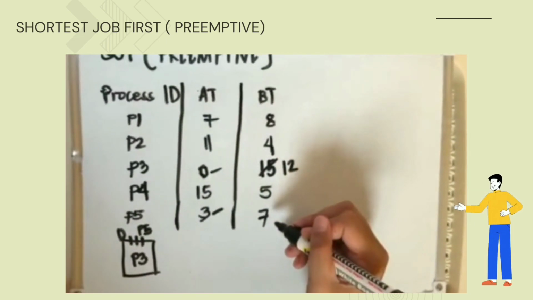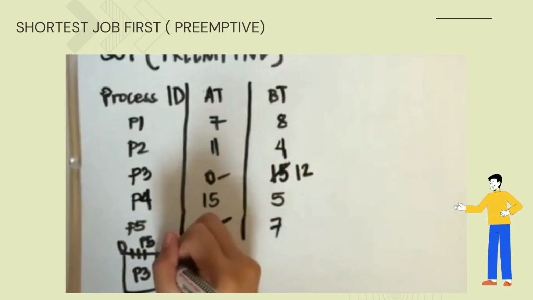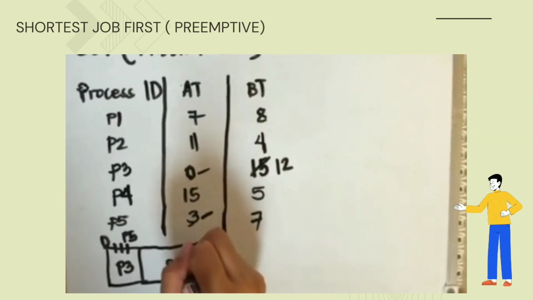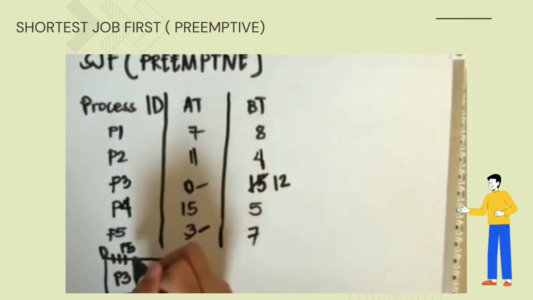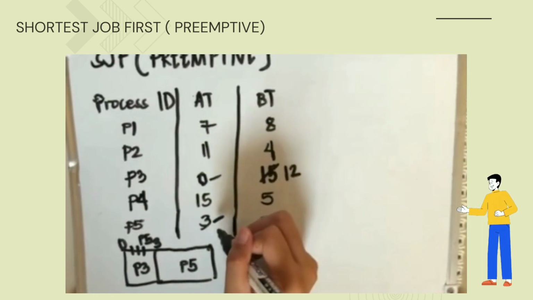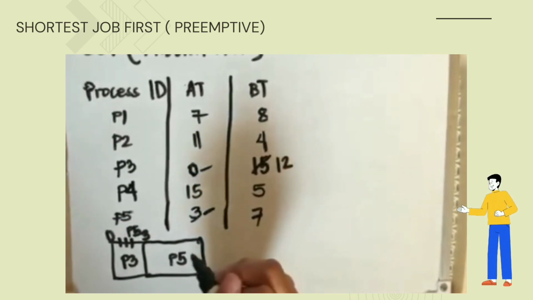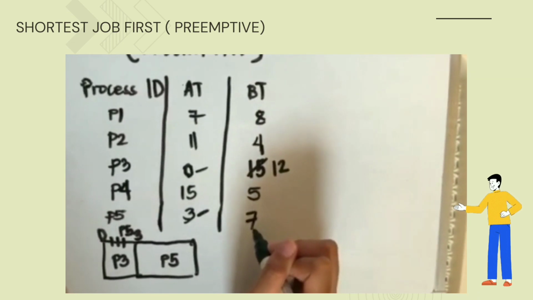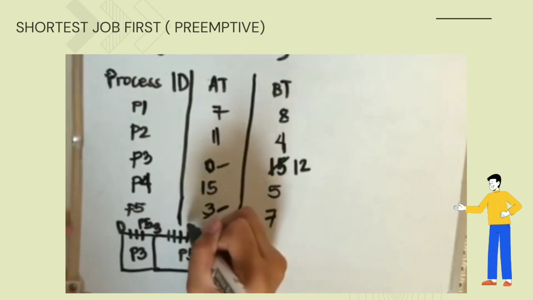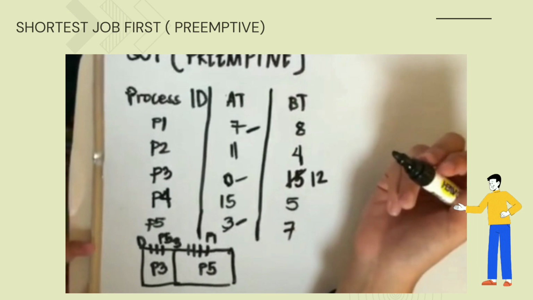Ngayon, mas mababa pa rin yung burst time ni P5 kesa kay P3. So, si P5, papaunahin natin siyang i-process. Ngayon, isusulat natin dito si 3. Dahil, ito yung arrival time ni P5. So, itutuloy na natin yung process ni P5 na 4, 5, 6, 7. Sa pang 7, dumating si P1.